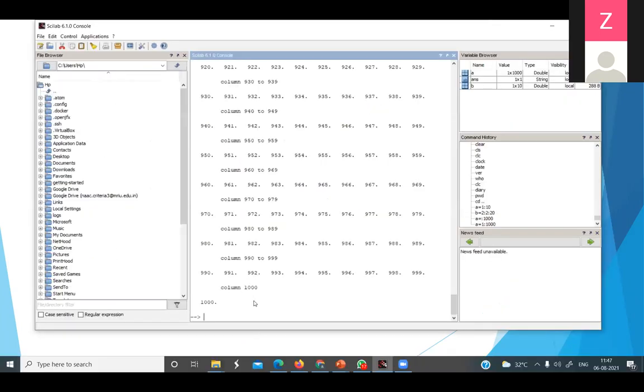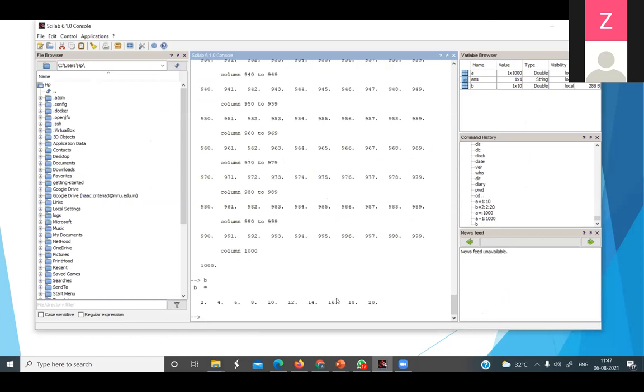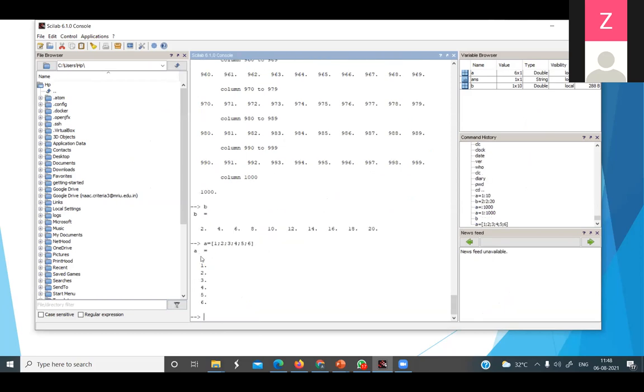This is a row vector. In case I want to assign the numbers into a column vector, it can be assigned with the help of semicolons. Suppose A is equal to, so all the values get separated by a semicolon and get assigned into a column formation.